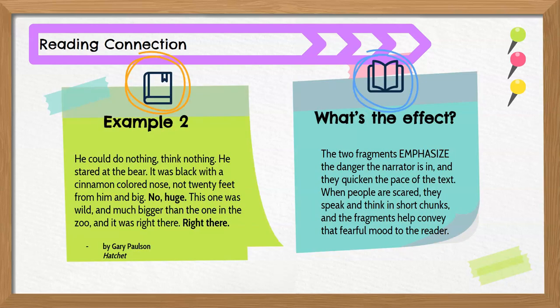Let's look at another example. We've already seen part of this one. He could do nothing, think nothing. He stared at the bear. It was black with a cinnamon-colored nose, not 20 feet from him, and big. No, huge. This one was wild and much bigger than the one in the zoo, and it was right there. Right there. The two fragments emphasize the danger the narrator is in, and they quicken the pace of the text. When people are scared, they speak and think in short chunks, and the fragments help convey that fearful mood to the reader.